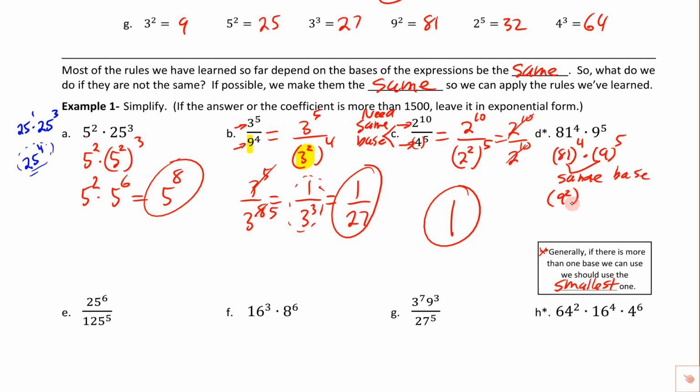I'm going to do 9 squared to the 4th times 9 to the 5th. Now I know this other part over here where we do the 9 to the 5th kind of looks crazy to write it this way. But let's go ahead and do this because it stays uniform with the other one.